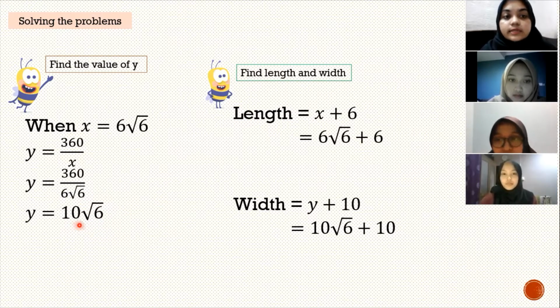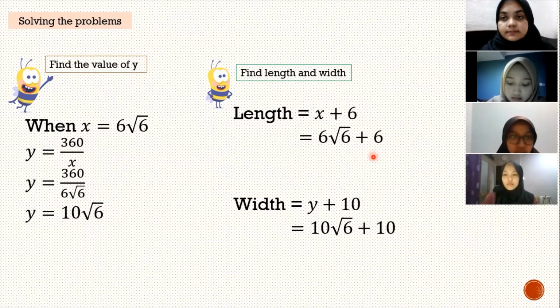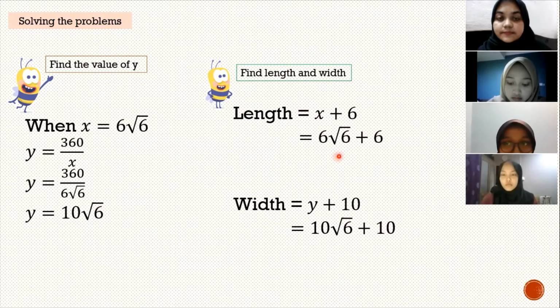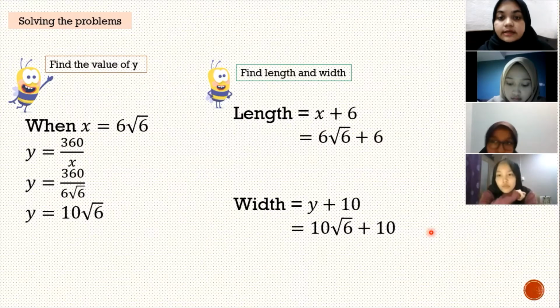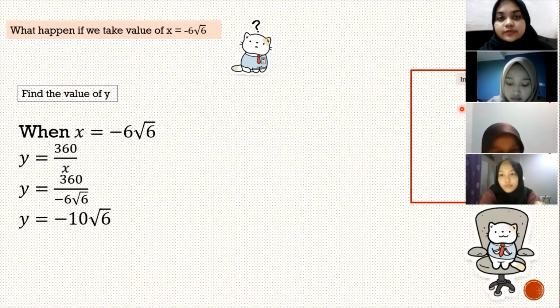Okay, next we want to find the length and the width. We know that the length equals x plus 6. So the value of x that we get is 6 square root 6 plus 6. And for the width, we have width equals y plus 10. And we got just now the value of y is 10 square root 6, plus 10. Okay, now let's move on to next.